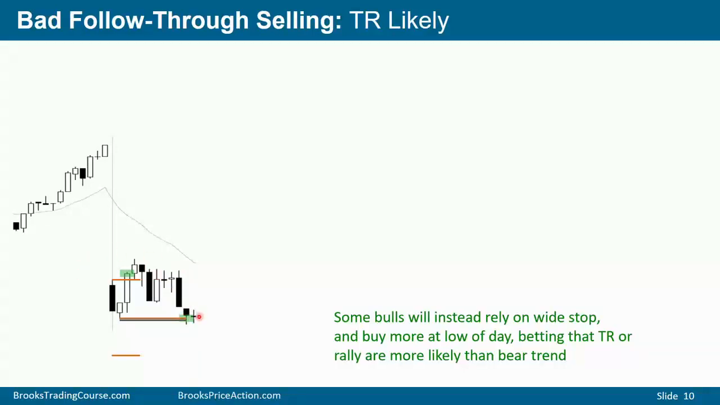In a trading range, bears look to sell at prior highs. They sell here, and bulls look to buy at prior lows. They buy here, and they buy more lower, betting that this is a bear leg in what will become a trading range rather than the start of a bear trend.